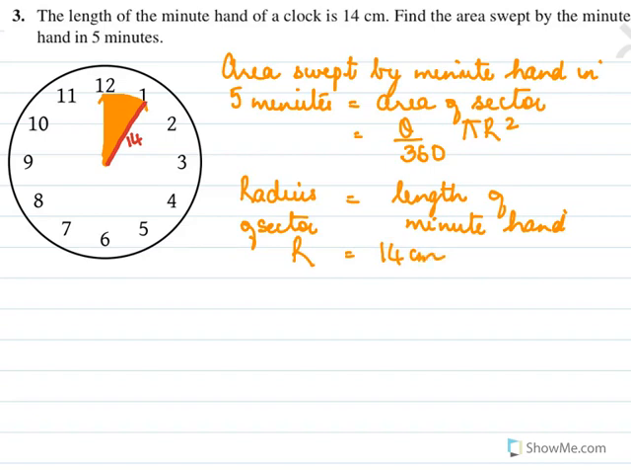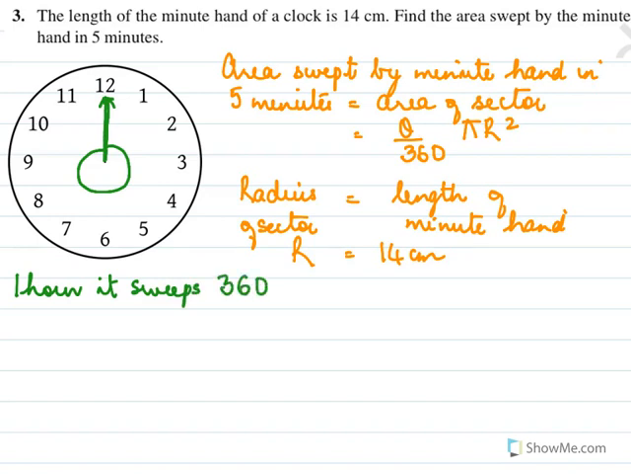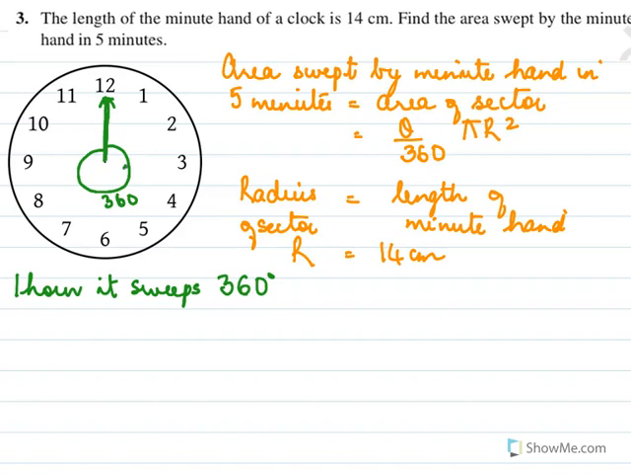The question comes to find out the angle. This is the theta. We need to find theta, the angle swept in 5 minutes. To find out the angle swept in 5 minutes, first we'll see what happens for the minute hand in 1 hour. In 1 hour, it is at 12. Then after 1 hour, it moves right round and comes back at 12. So in 1 hour, it sweeps 360 degrees. This is 360 degrees, this whole thing that it sweeps.